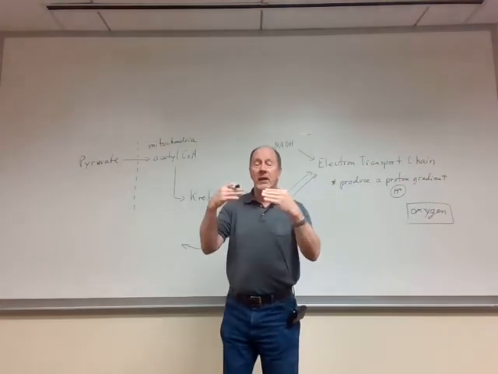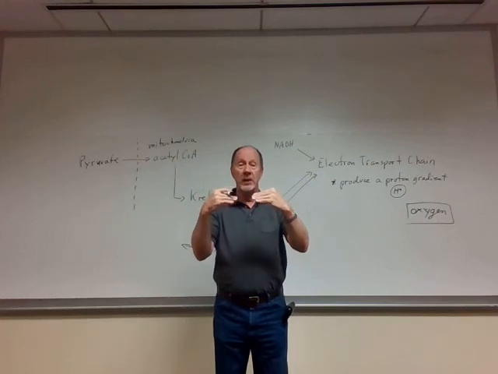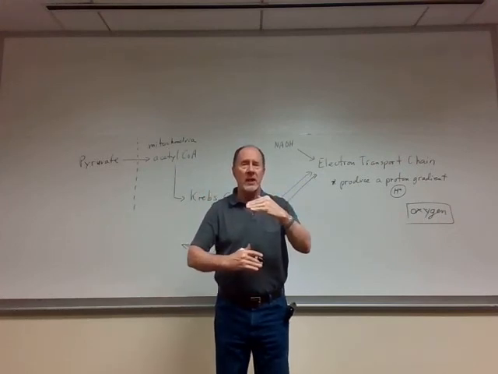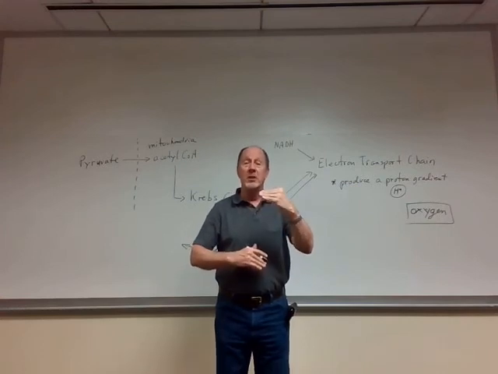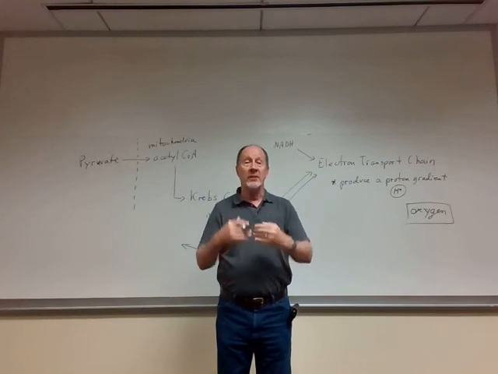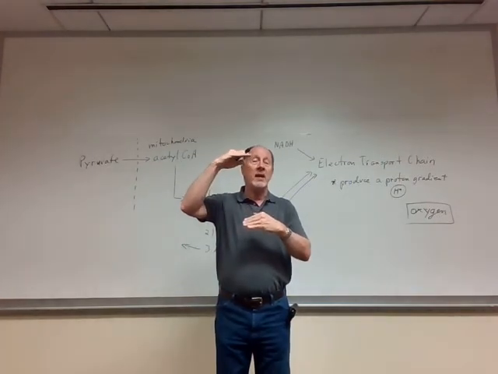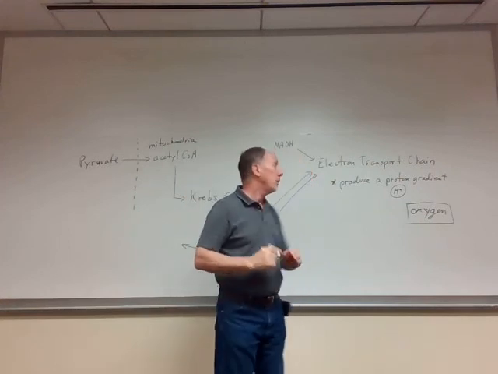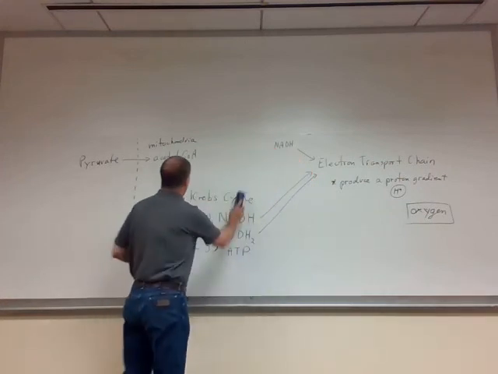Now, when you have a high concentration of something on one side and a low concentration of something on the other side, what wants to happen? It wants to equilibrate. These protons would love to come back through and reach equilibrium. This is an unstable state. We have a high energy situation here, and we would like to lower some of that energy.